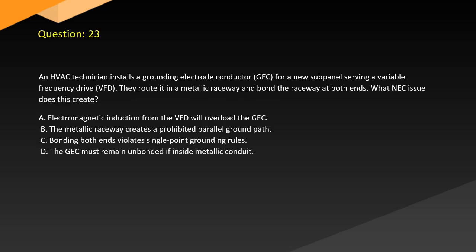Question 23. An HVAC technician installs a grounding electrode conductor (GEC) for a new panel serving a variable frequency drive (VFD). They route it in a metallic raceway and bond the raceway at both ends. What NEC issue does this create? A. Electromagnetic induction from the VFD will overload the GEC. B. The metallic raceway creates a prohibited parallel ground path. C. Bonding both ends violates single-point grounding rules. D. The GEC must remain unbonded if inside metallic conduit.